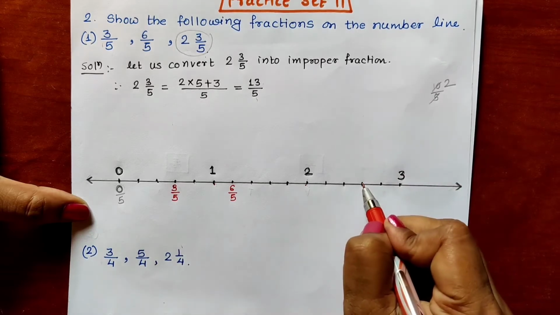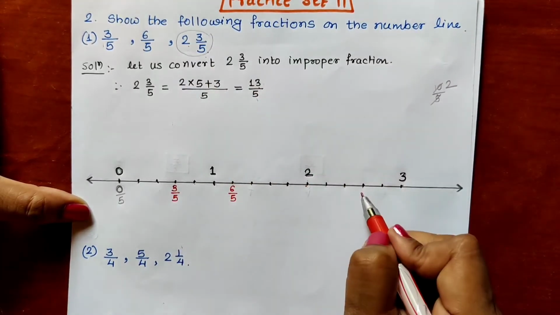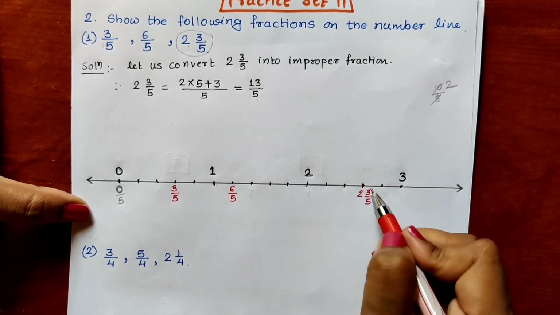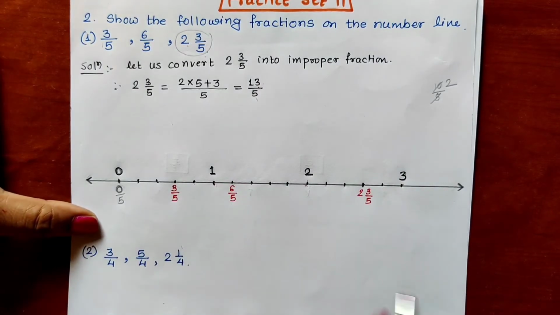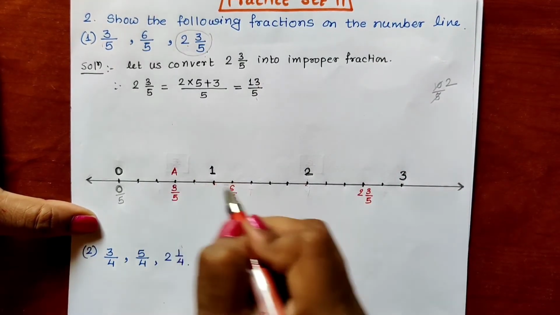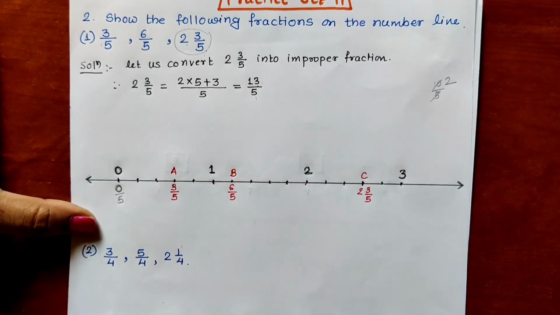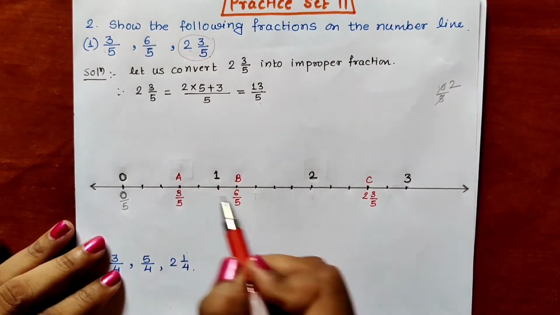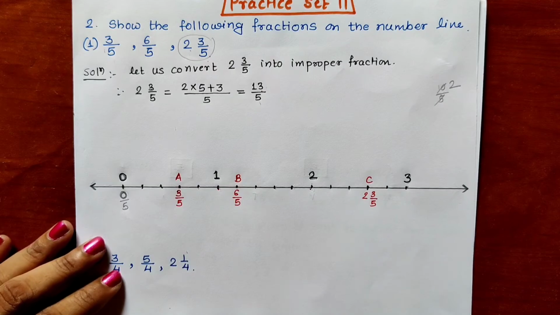This point is 13 upon 5, and 13 upon 5 means 2 integer 3 upon 5. So this is the point. If you want, you can write their names, point names A, B and C. Okay, in this way you can show the point names and write their coordinates. These points are known as coordinates. Okay, now let us solve the next sum.